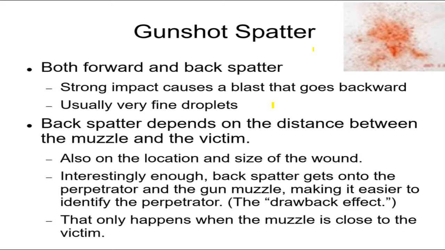But gunshot spatter does actually create back spatter, and the blood splashes back not just out of the victim as the bullet goes through the victim, but it also spatters back at the attacker or at the source of the attack, and sometimes it can even get onto the gun muzzle and inside the gun muzzle where the criminal doesn't even know to clean it. So you can sometimes identify the perpetrator by looking at the gun and actually finding the blood inside the gun.